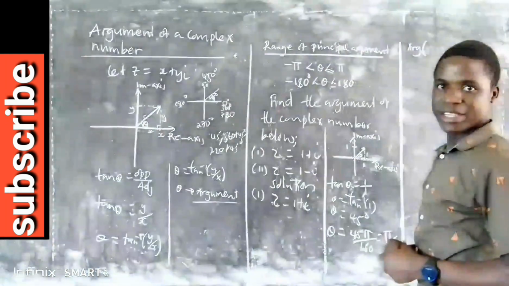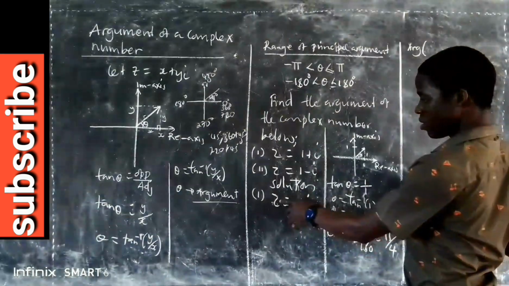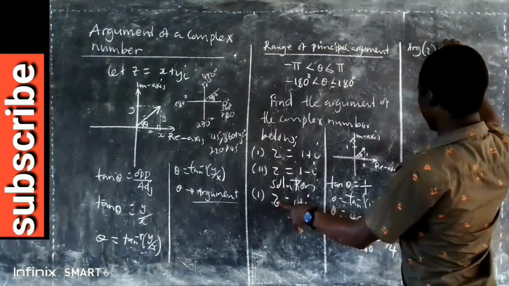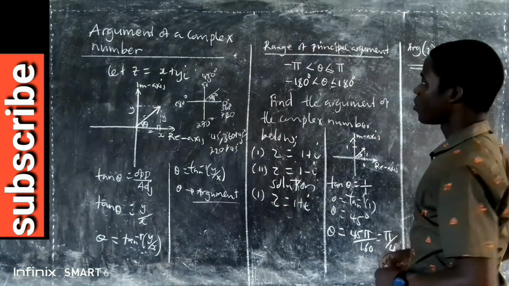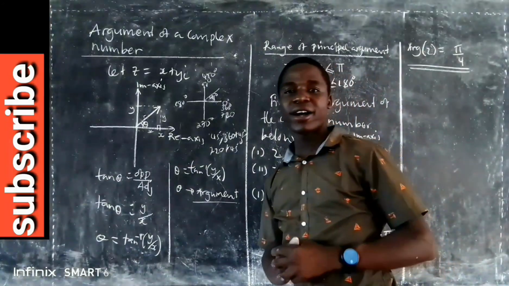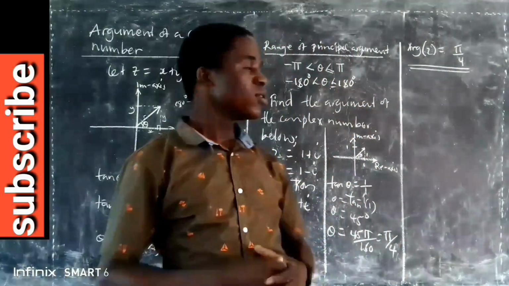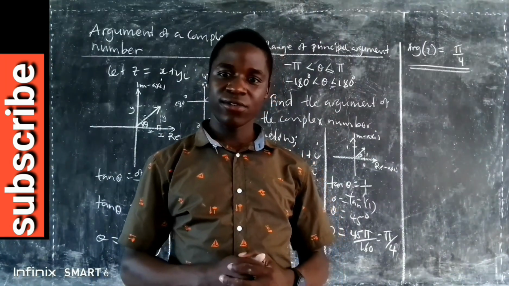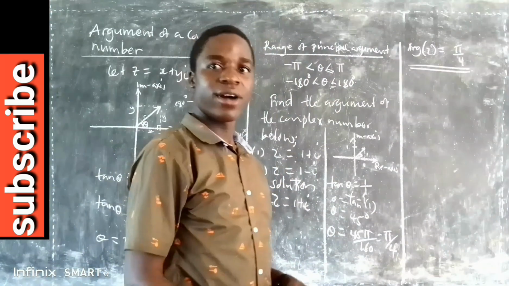So how do you write it? You write it as arg. You can abbreviate it as arg of z, which will be equal to pi over 4. So the argument of a complex number can be written as arg of z, which is equal to pi over 4. So after getting it, you can be able to finalize with it.